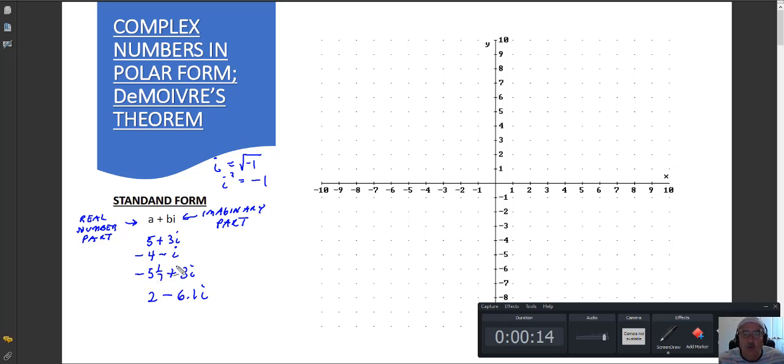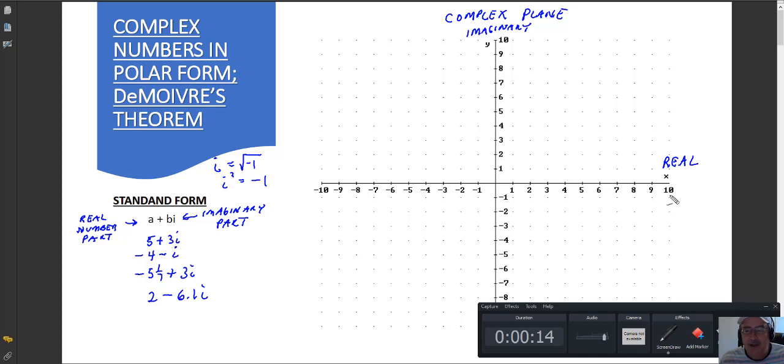Now, next, we are going to learn to graph on what is called the complex plane. All right, so we are now going to go from the rectangular plane to the complex plane, where the x-axis is going to be called not the x-axis anymore, but the real number axis or real axis. The y-axis is going to be called the imaginary axis or the i-axis.